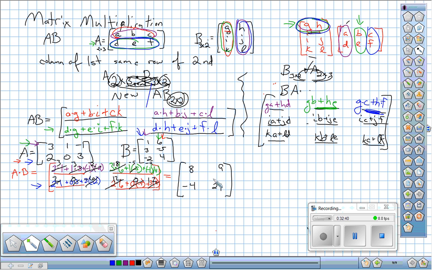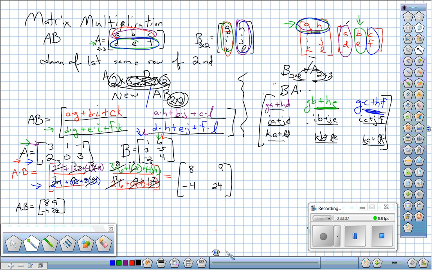So that's what happens when I actually add them and multiply them. This is the actual multiplication. This is my final step. So then I would write AB equals, and the answer doesn't ever take up very much room: 8, 9, negative 4, 24. Don't put fraction bars or anything. Just separate them with a space, no commas or anything like that at all.